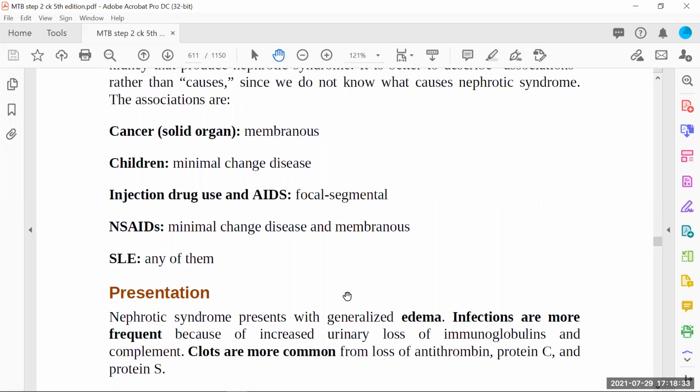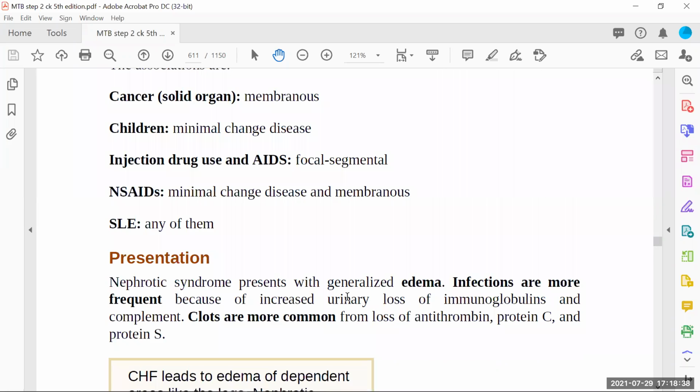Infections are more frequent. Of course, the whole immunity of the body is going down because of increased urinary loss of immunoglobulins. Which kind of protein is actually being lost in the urine? If immunoglobulins are being lost, think about the whole immune system being compromised. The patient will now become opportunistic. There will be too much antigen antibody reaction in the patient because the body's defender proteins are actually not there in the body. Clots are more common from loss of antithrombin and protein C. So if clotting factor dependent proteins are being lost from the urine, then the whole clotting mechanism will be disturbed inside the body.